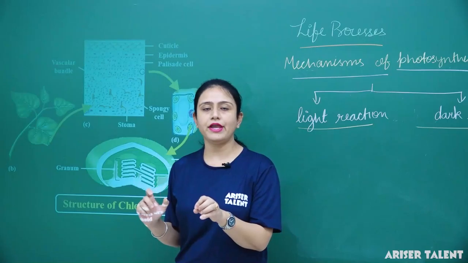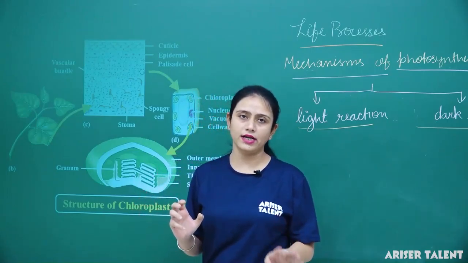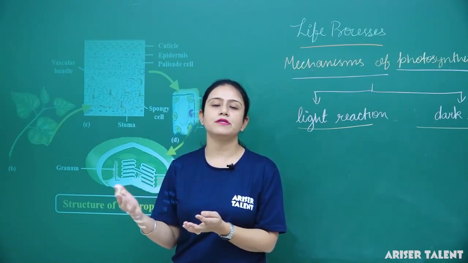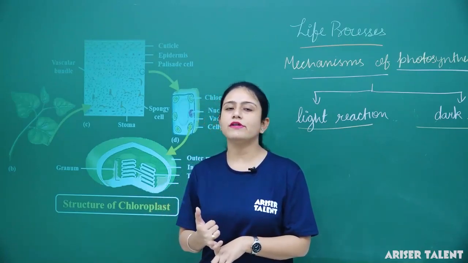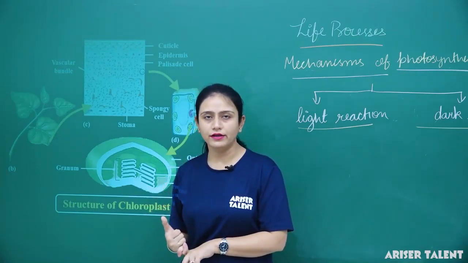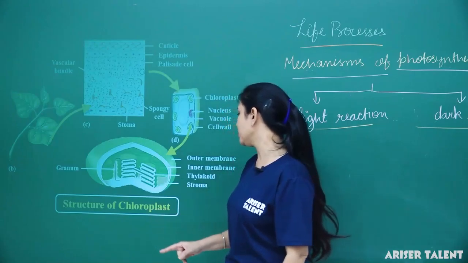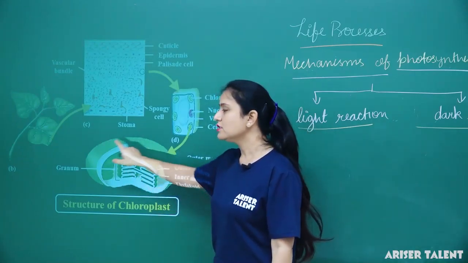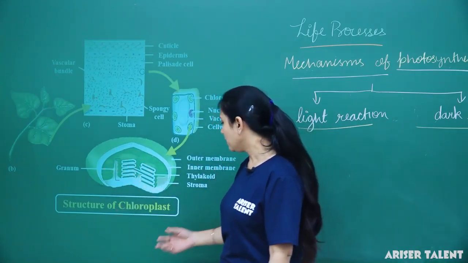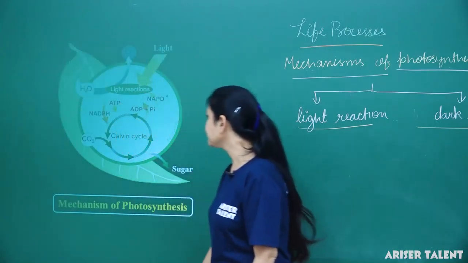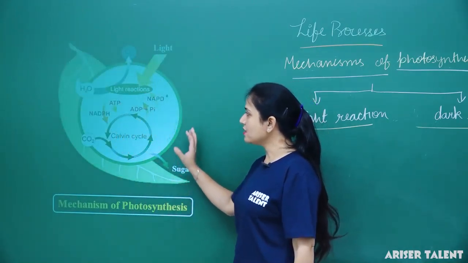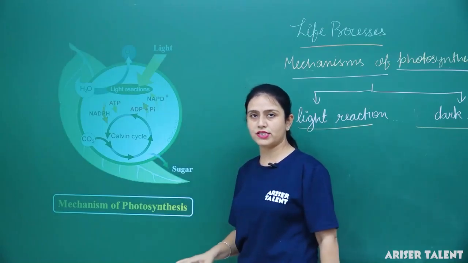Dark reaction is the reaction which does not require light, meaning it generally happens in the dark. This is the reason it is known as the dark reaction, and that dark reaction takes place in the stroma. Okay, now let me explain the mechanism. Here we can see the mechanism of photosynthesis.